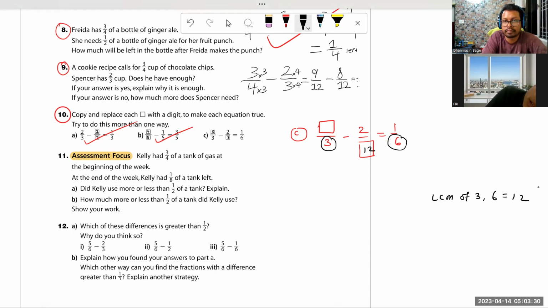3 goes on the top. 3 goes on top. No, 3 is not the answer. The denominator is 6 over here. If you change this, this will become what? The form of this will be 2 over 12. And this should be 4 multiplied by 4.